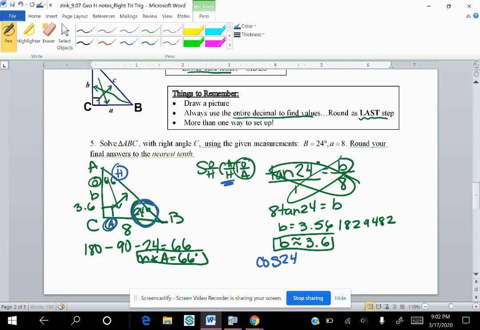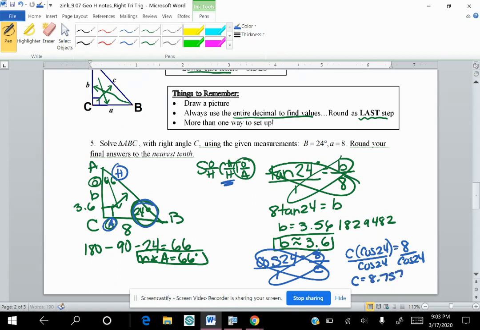So that's cosine of 24 equals adjacent 8 over hypotenuse, which is lowercase c this time. Again, not looking for an angle, put it over 1 and cross multiply. I have c times cosine 24 equals 8 times 1 is 8. Divide both sides by cosine of 24. Type that right into your calculator. You can use your alpha y equals again. You get 8.75709, which is approximately 8.8 to the nearest 10th.